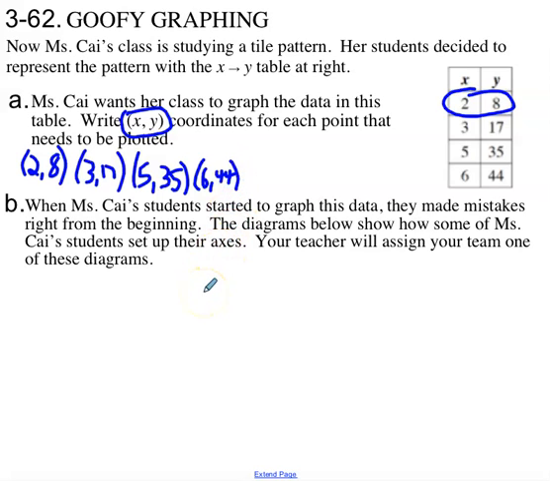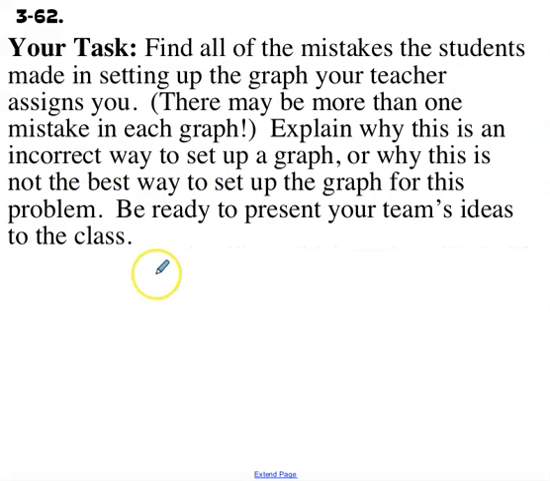Now it says, when Miss K's students start to graph this data, they make mistakes right from the beginning. The diagram below shows how some of Miss K's students set up their axes. Your teacher will assign your team one of these diagrams, and we're going to go through them all in class. We only have 2 problems, 61 and 62. If you're in Desmos, each one of these is its own problem, so keep that in mind. What you're going to do is find all the mistakes that the students made when they set up these graphs.